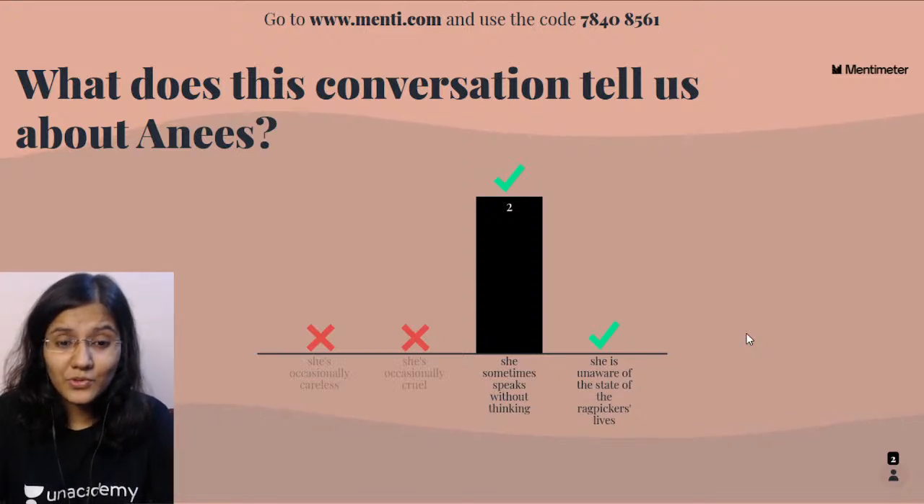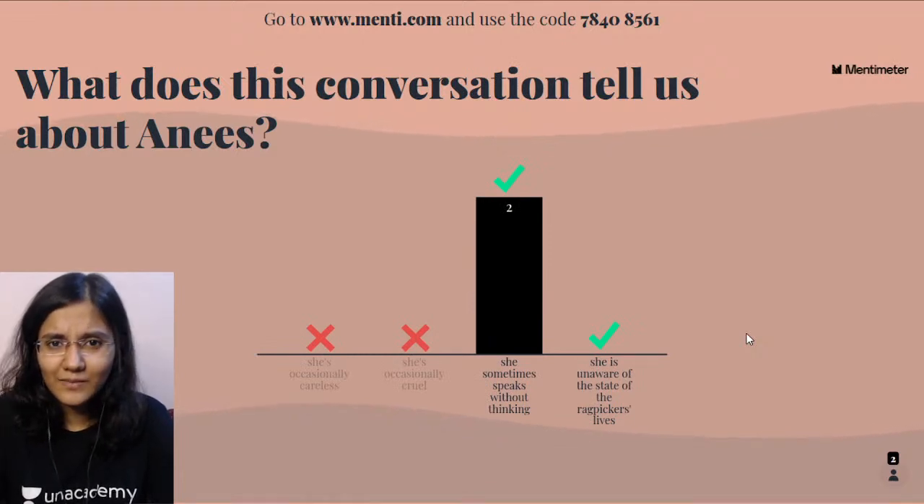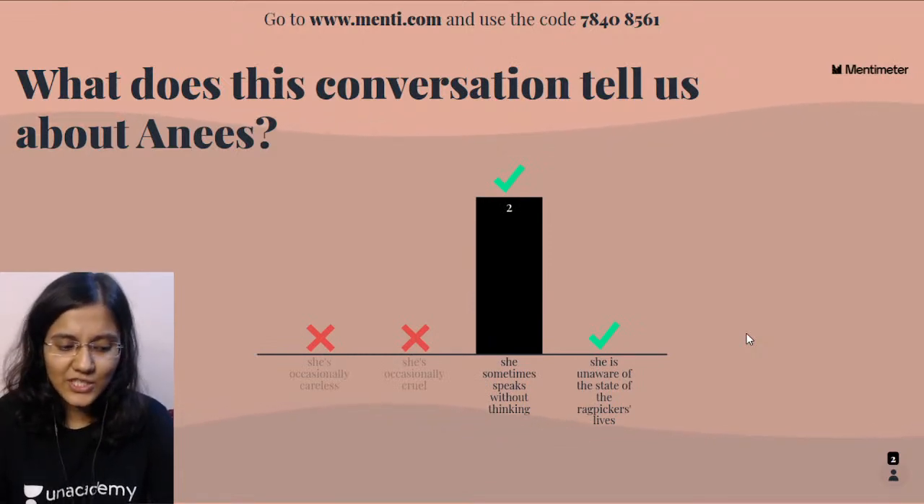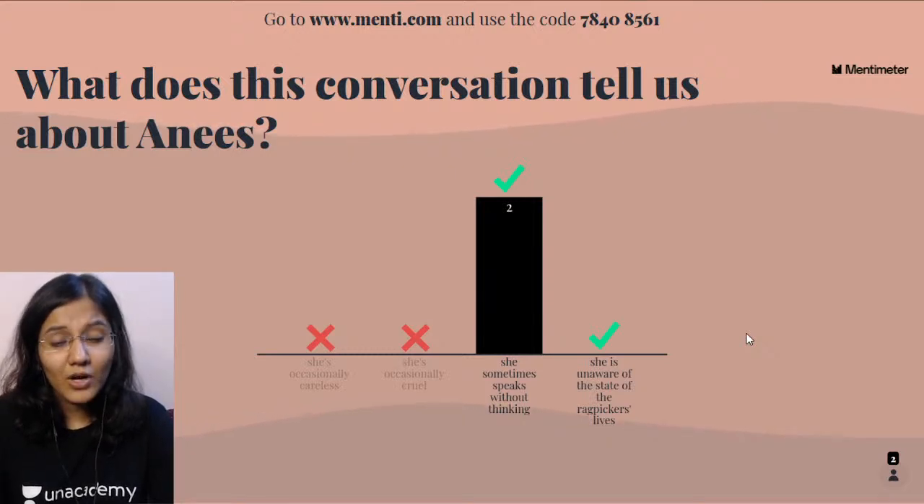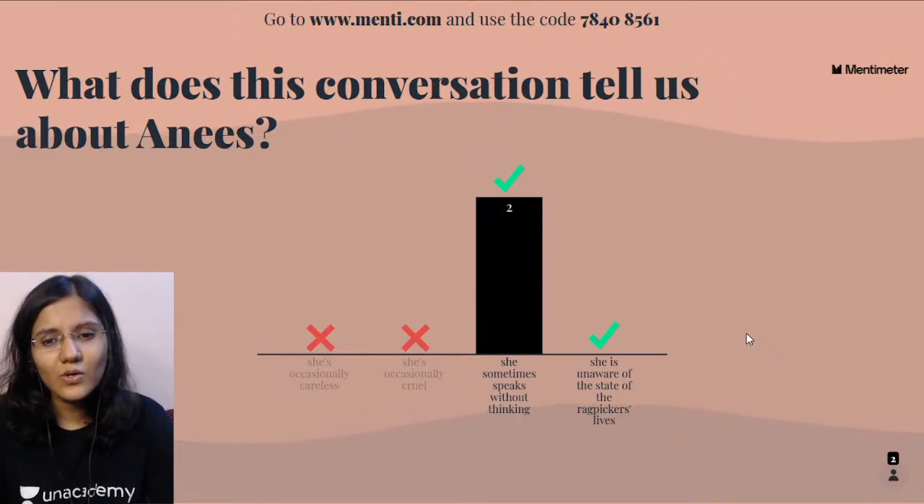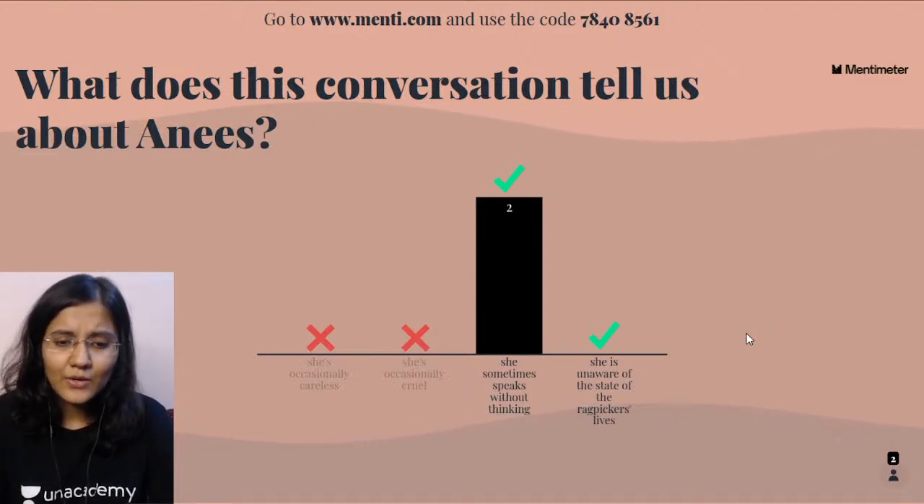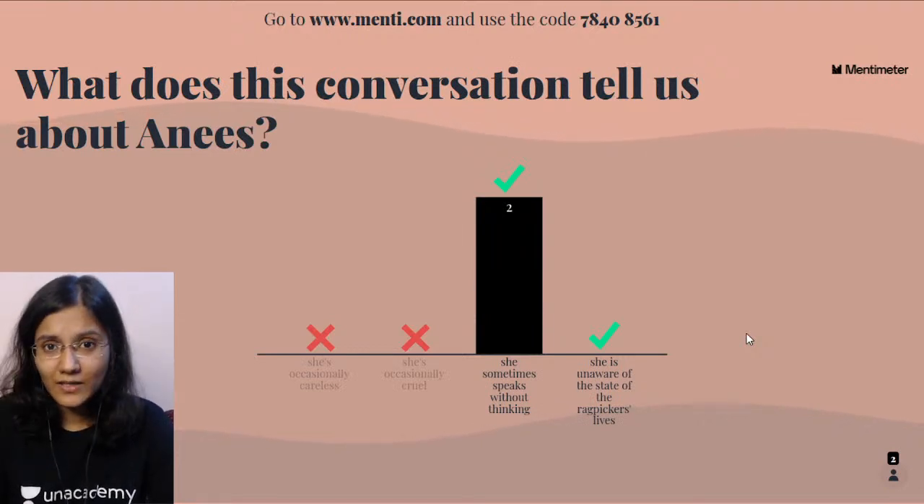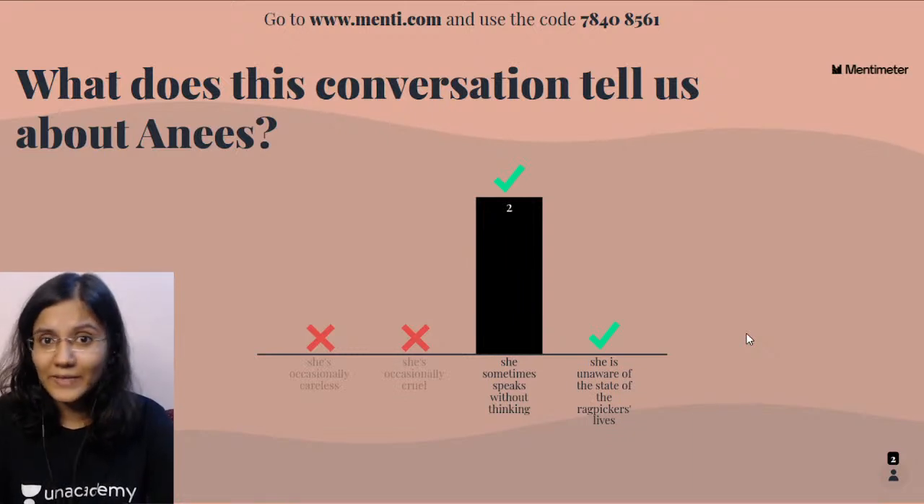Good answer from both of you. It does tell us that occasionally Anees just speaks without thinking, and she is very careless with some of the things that she says. But one other thing that we also know from this particular extract is that Anees is also very unaware of the state of the ragpickers' lives, which is to say that she just doesn't know that in fact Sahib can't go to school, and the fact that somebody is offering him the possibility of them building a school for him is something that will mean a lot to him.